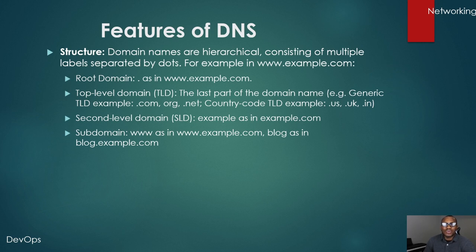We also have the second level domain, which is to the immediate left of the top level domain, as we have in example.com. The example part of it is the second level domain. We also have the subdomain, which is to the immediate left of the second level domain. For example, in www.example.com, the www part is a subdomain. Also, in blog.example.com, the blog part is a subdomain. These subdomains are used to create an alias to a domain.